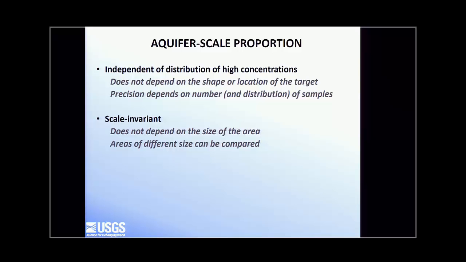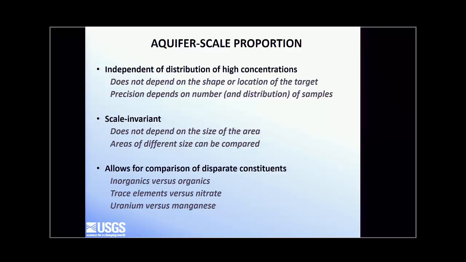Proportion is scale invariant. It does not depend on the size of the area that you're trying to make an estimate. You can talk about groundwater quality in New Jersey. You can compare it to groundwater quality in Texas. Just because New Jersey is small, if you have 100 samples in New Jersey and 100 samples in Texas, you have the same level of precision in making an estimate of proportion. Therefore, areas of different size can be compared because it's non-dimensional.